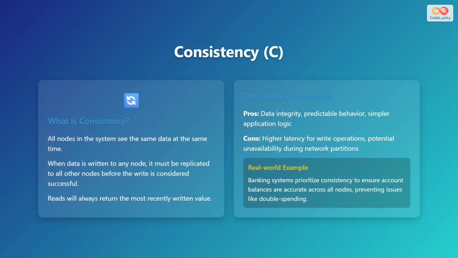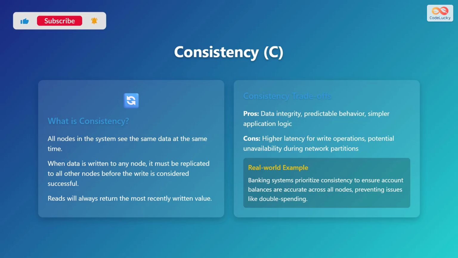Let's dive into consistency. Consistency means that all nodes in the system see the same data at the same time. When data is written to any node, it must be replicated to all other nodes before the write is considered successful. Reads will always return the most recently written value.